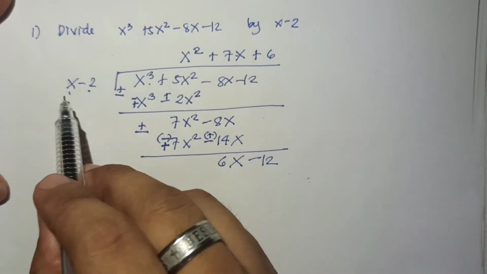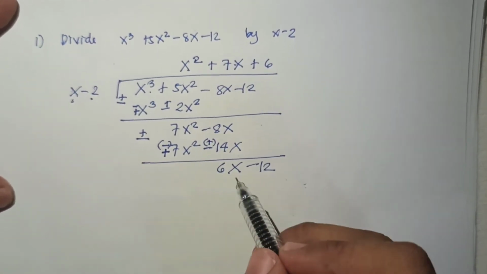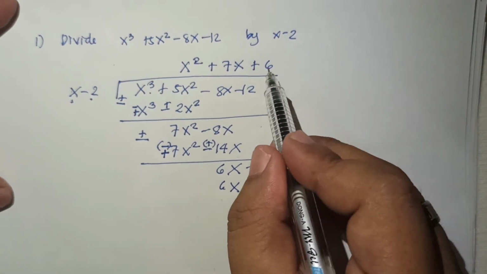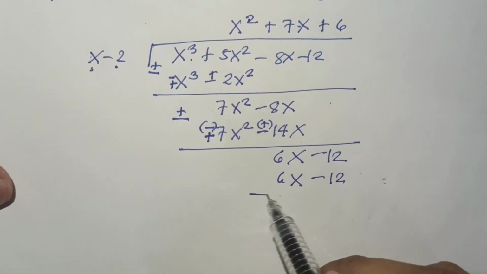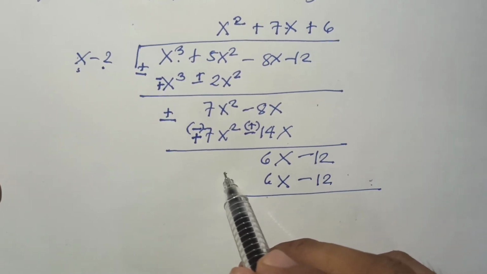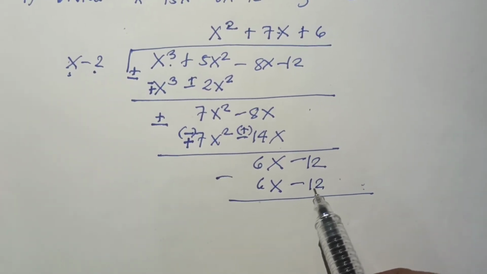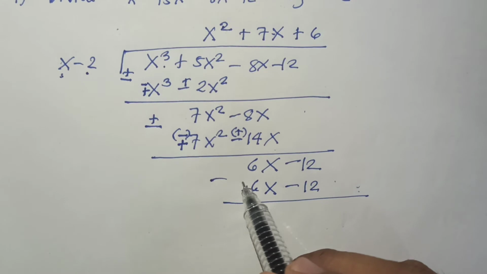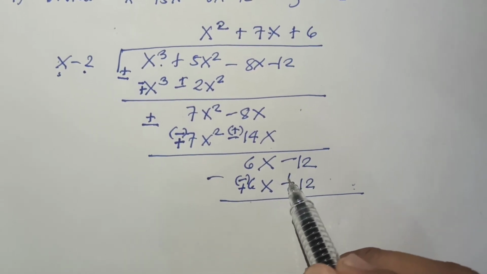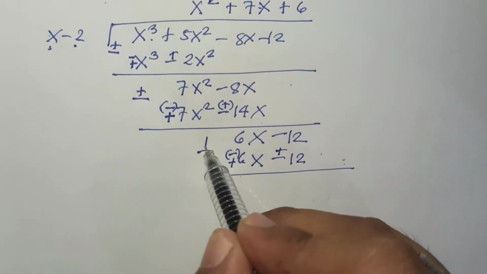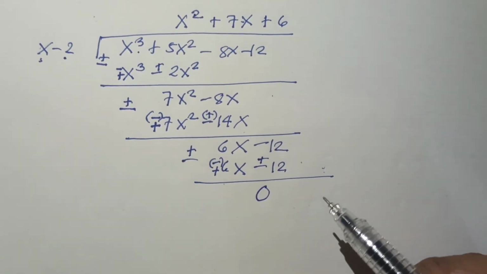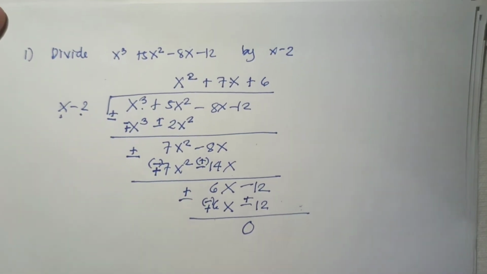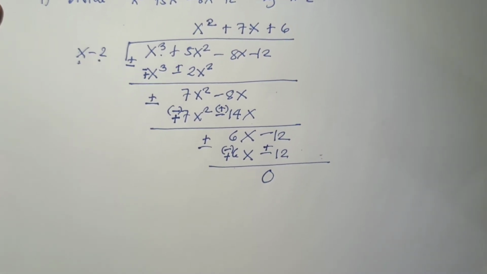So 6 times x is 6x, and 6 times negative 12 is negative 12. If we're going to subtract, change the sign: this will become minus, this will become plus, and change the plus. So this will become 0. Therefore, no remainder. How to check this one?